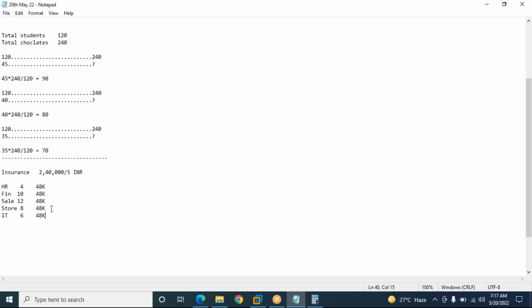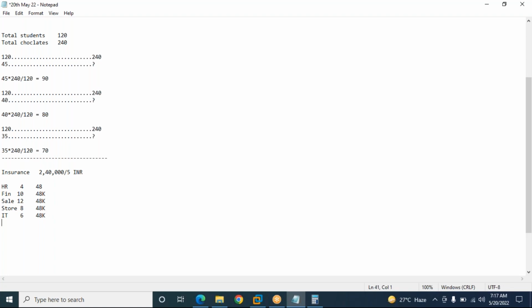If it is a sales department, there are so many members. Why are you allocating the amount for HR department 48,000? They will not agree. Am I right? Agree with me? Yes. So based on the weight, I need to allocate.